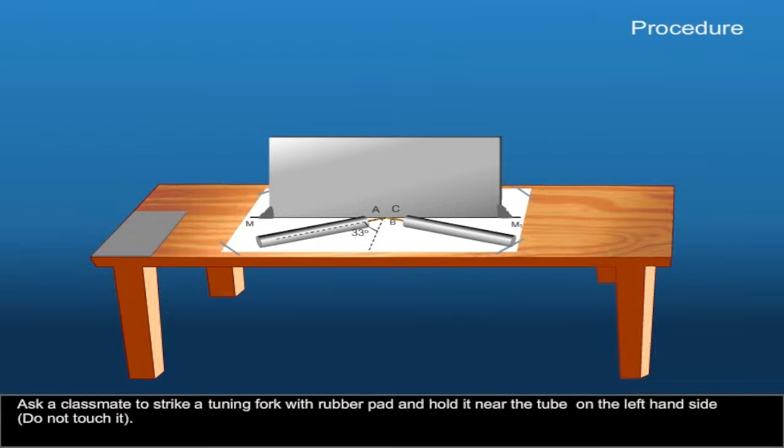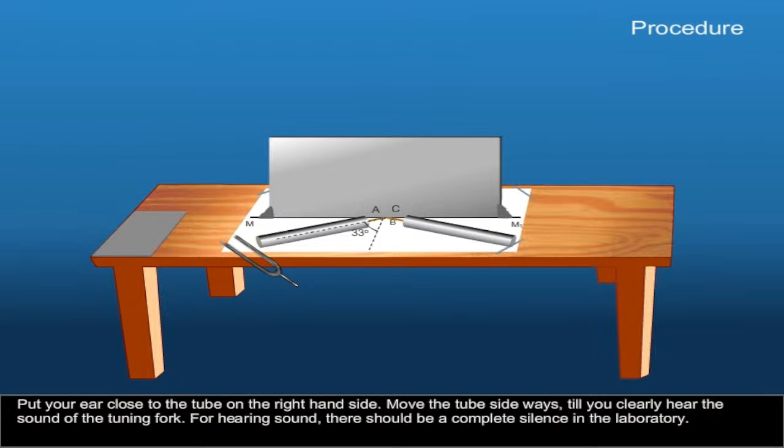Ask a classmate to strike a tuning fork with a rubber pad and hold it near the tube on the left-hand side. Do not touch it. Put your ear close to the tube on the right-hand side. Move the tube sideways till you clearly hear the sound of the tuning fork. For hearing sound, there should be complete silence in the laboratory.